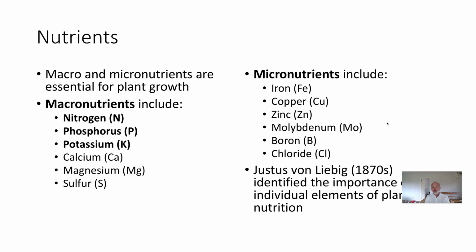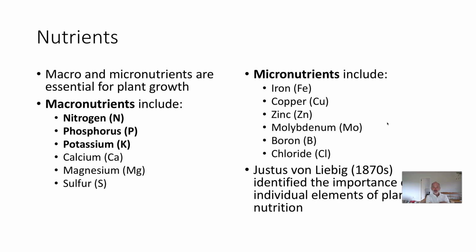Micronutrients include, but aren't limited to, iron, copper, zinc, molybdenum, boron, and chloride. So these are common micronutrients. There's others that are often needed by some plants, but not necessarily by all. And these are needed in smaller volumes than the macronutrients. But if they're not there, they're no less important.